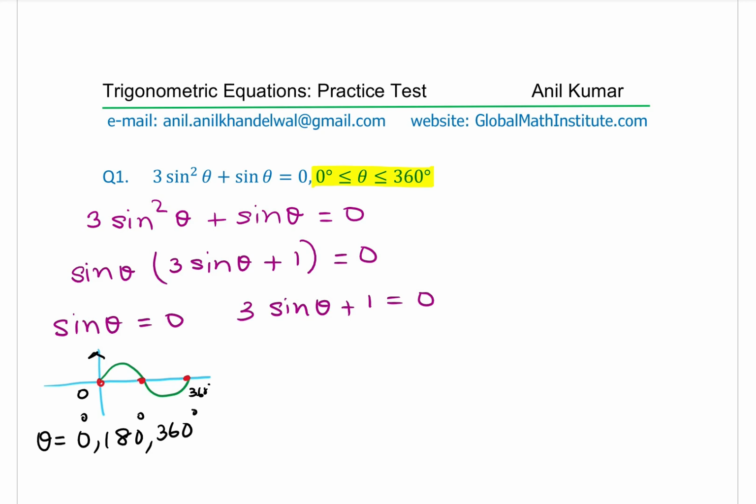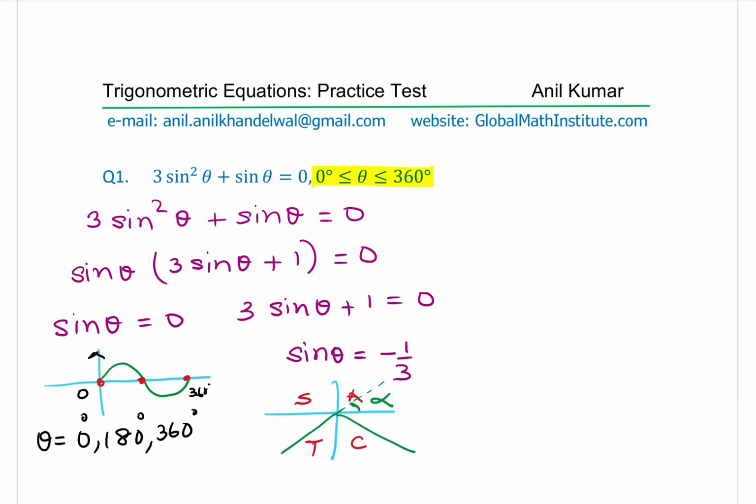Now for the second equation, we'll get 0 if sine theta equals to minus 1 over 3. Now that means we're looking for solutions in quadrant 3 and 4, right? So these are the quadrants of our interest. How did we get that? Well, the cast rule. Sine is negative in quadrant 3 and 4. So what are we going to do? We'll find the reference angle. Let's find the reference angle alpha and then solve it.